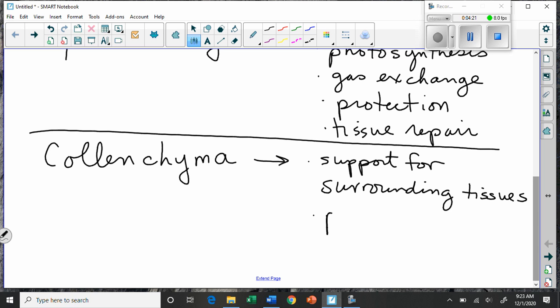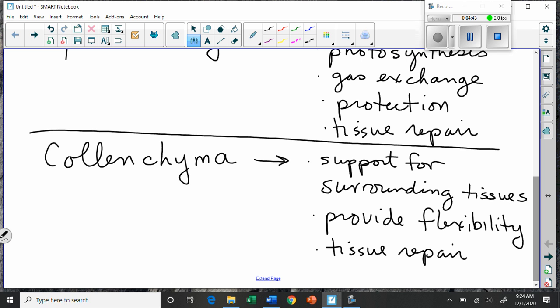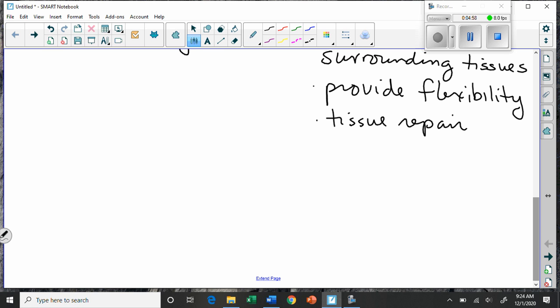What they tend to do is provide flexibility. We'll see that these things are often found in stems, allowing the stems to blow and twist and be flexible. And they are also involved in tissue repair and replacement. So you'll see there's a lot of overlap in what they do, but they each have a different role, as we'll see. We'll see it in detail as we go through them.